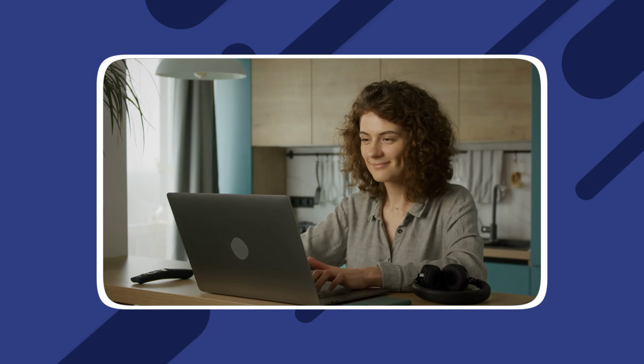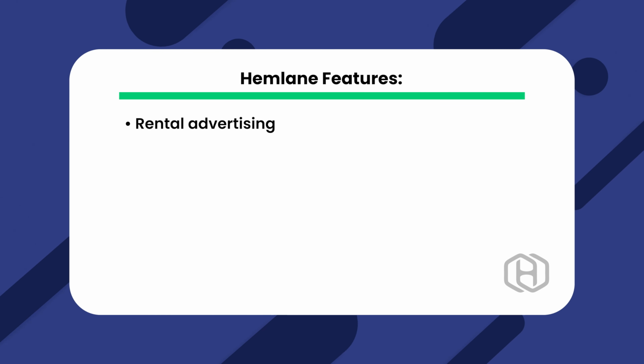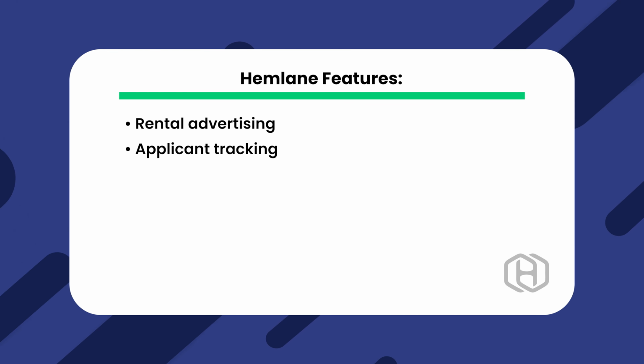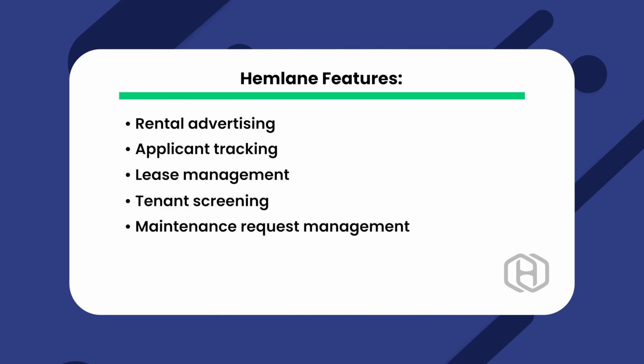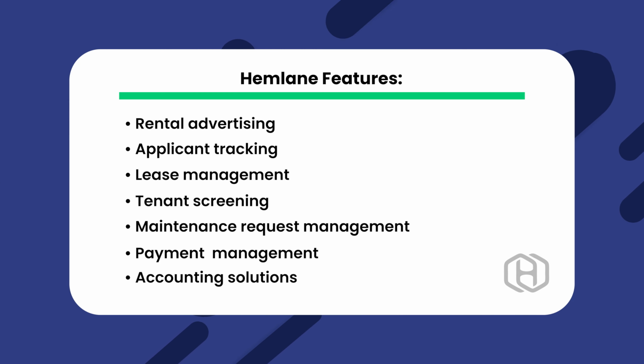Hemlane is a user-friendly platform with an intuitive interface. Whether you're an owner, manager, agent, or tenant, Hemlane offers features that can cater to your needs, making the property management process much more accessible and efficient. The features that Hemlane offers cover a wide array of property management needs, and these include rental advertising, applicant tracking, lease management, tenant screening, maintenance request management, payment management, and accounting solutions.